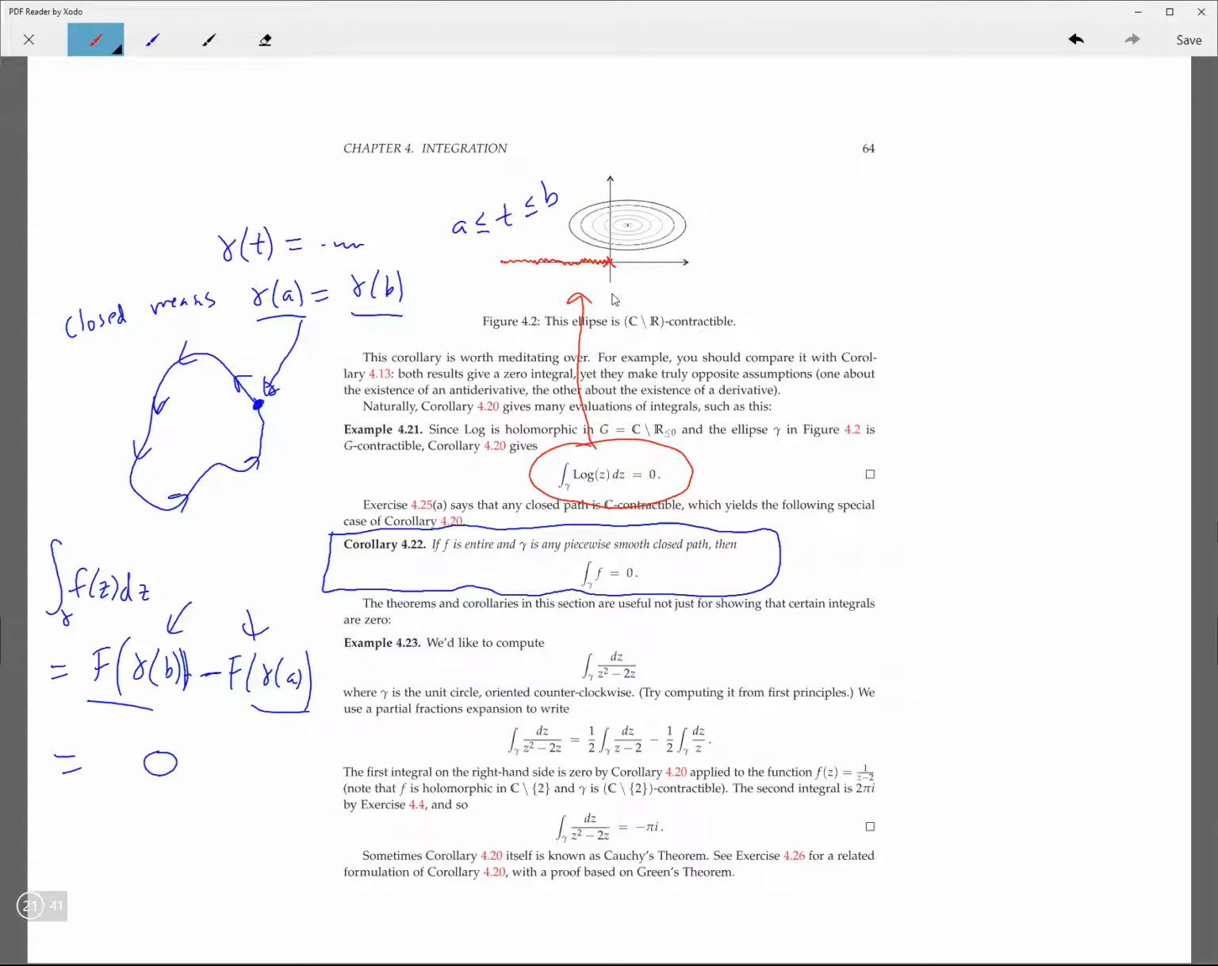Okay, so does that help clear things up? Hope so. How about exponent? Is exponent holomorphic on the whole complex plane? Yeah, the exponential function is holomorphic everywhere. It's entire.